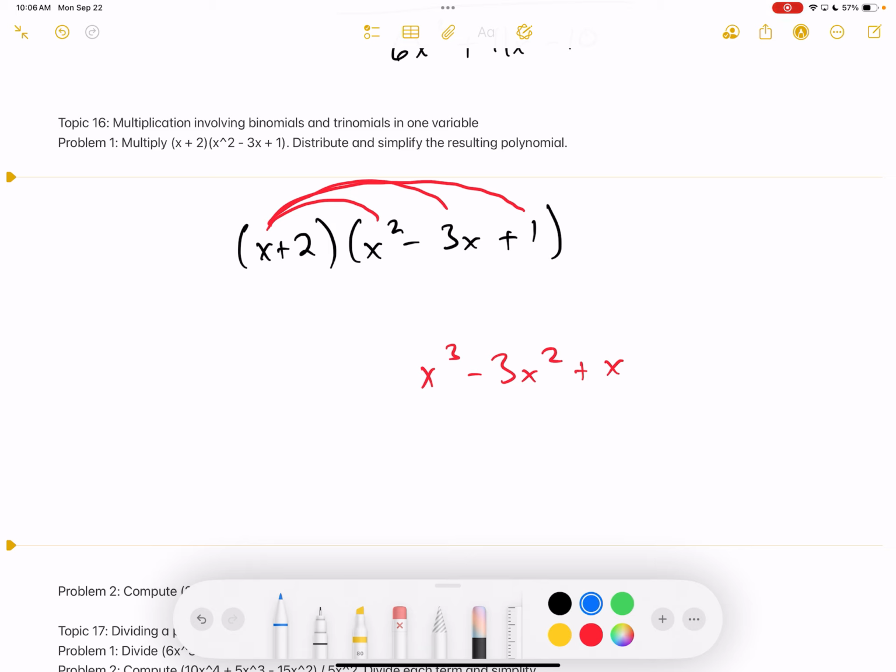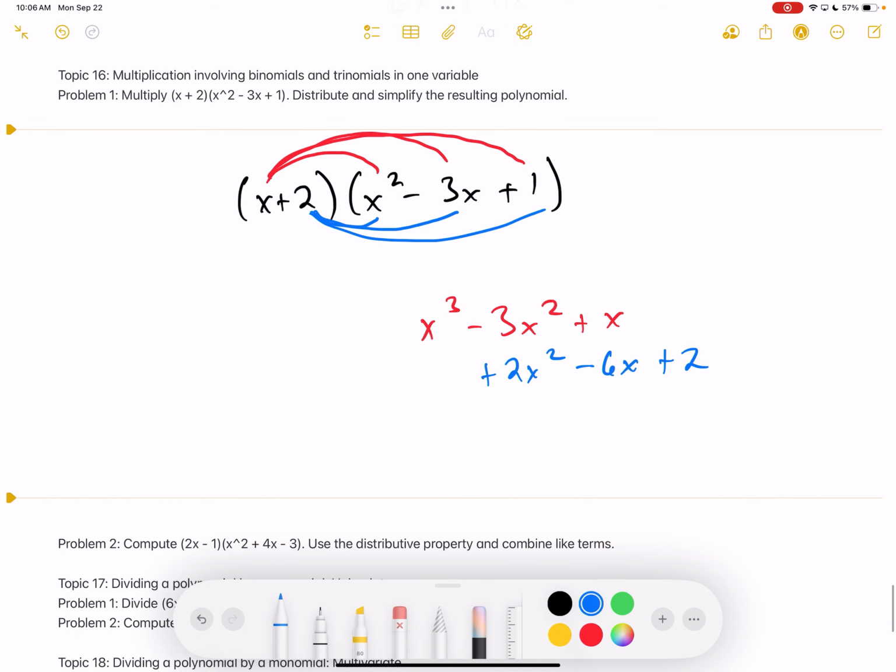Okay. So now I've done the x times everything on the right. So now I want to do the 2 times everything on the right. So positive 2 times x squared would be positive 2x squared. 2 times negative 3x would be negative 6x. And 2 times 1 would be 2.